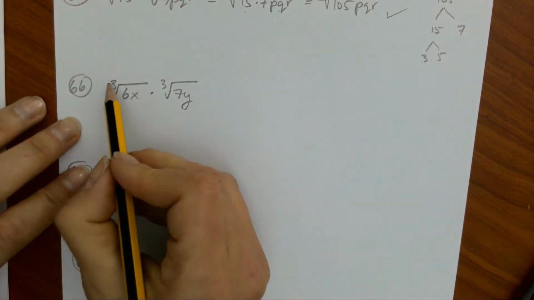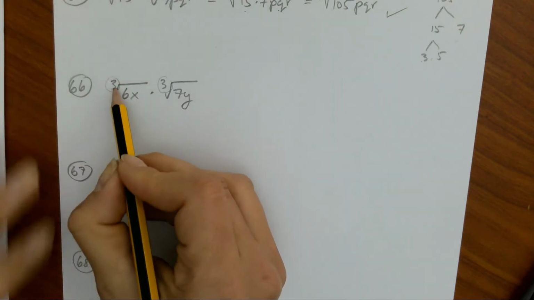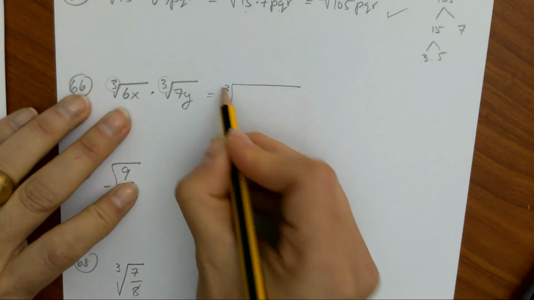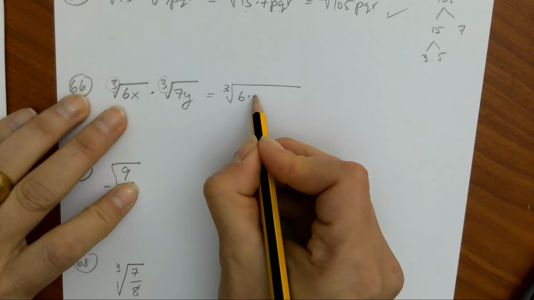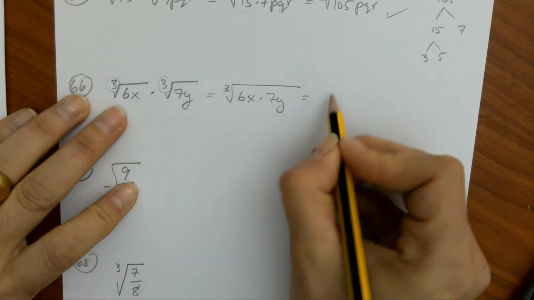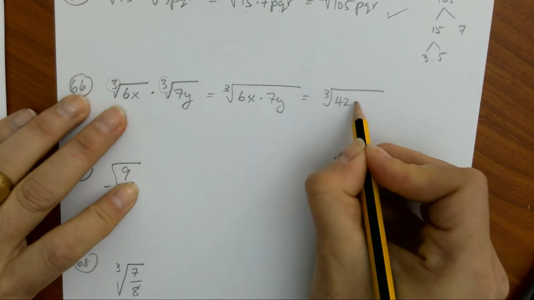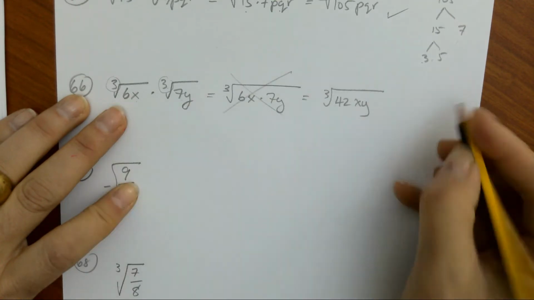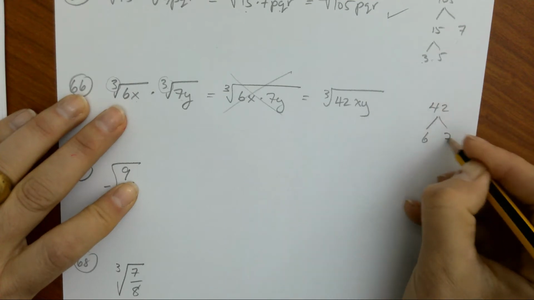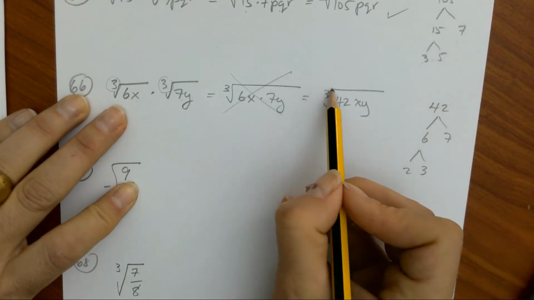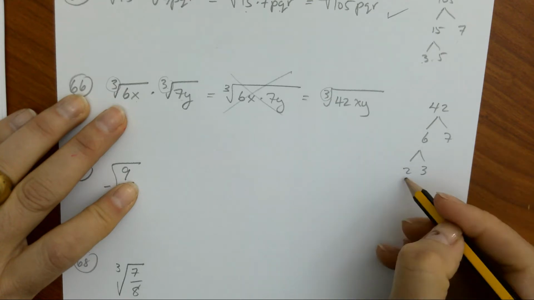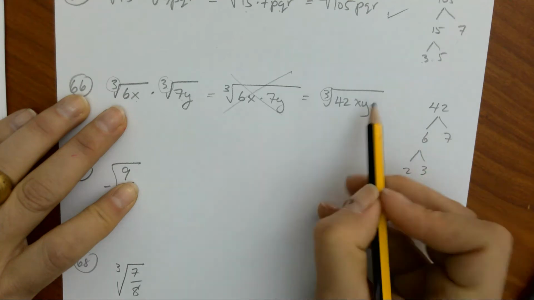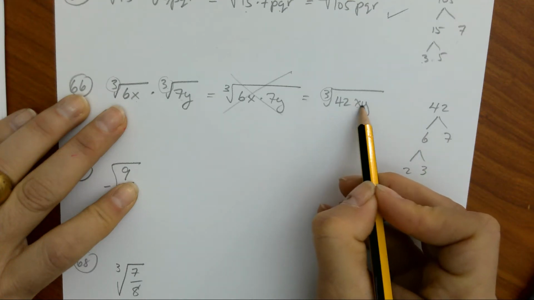Okay, so this has the same root, the root 3, so that means I can put them all under the same root sign. So it's 6x times 7y. Now you don't have to write that step if you don't want, you can just write it right away. And 42 is equal to 6 times 7, and that's 2 times 3. And because it's the third root, I have to have groups of 3 to be able to take something out, and I don't. And my x and y, there's only one of them each, so that's my final answer.